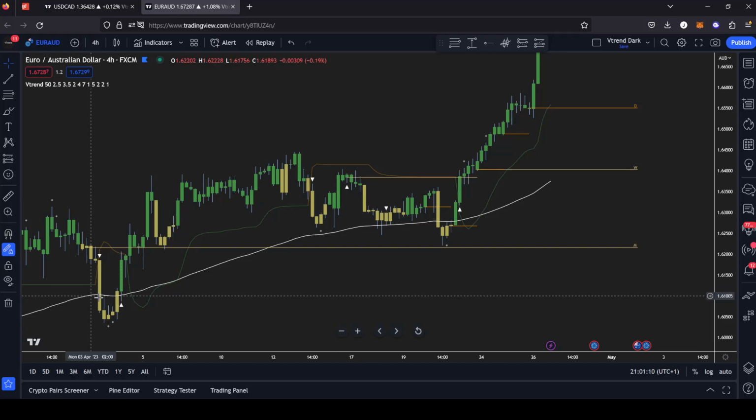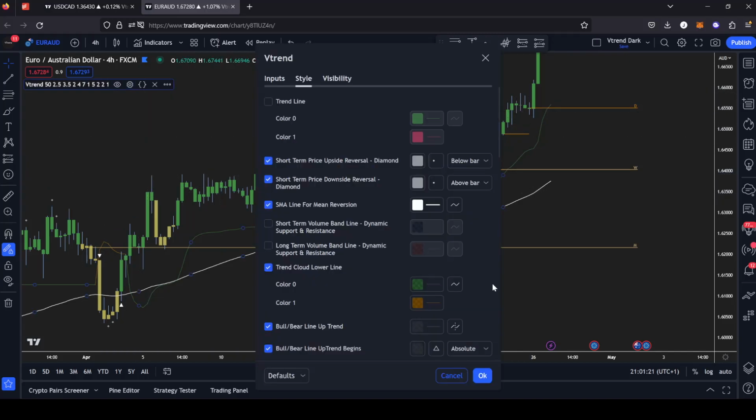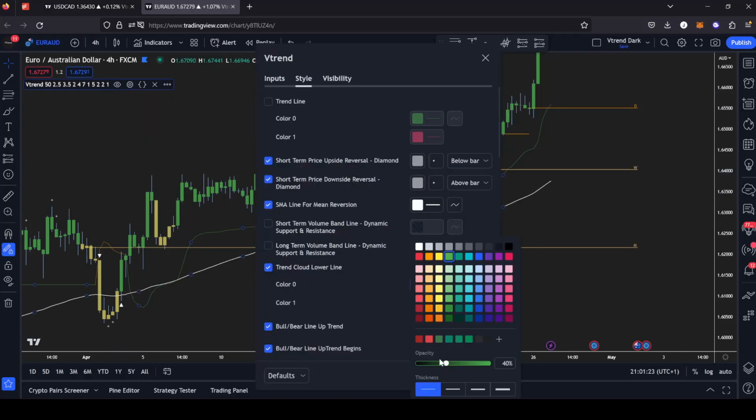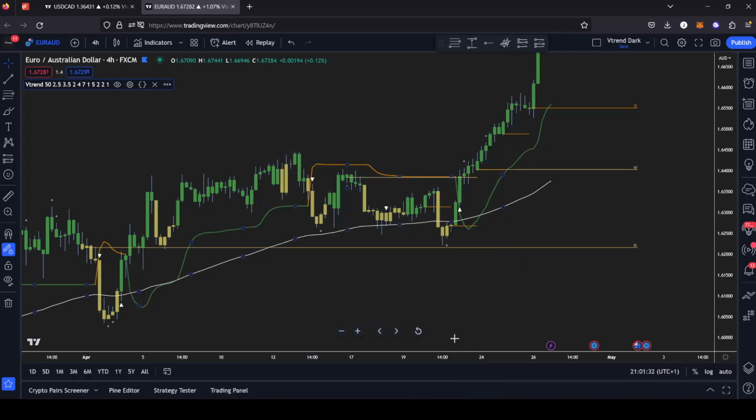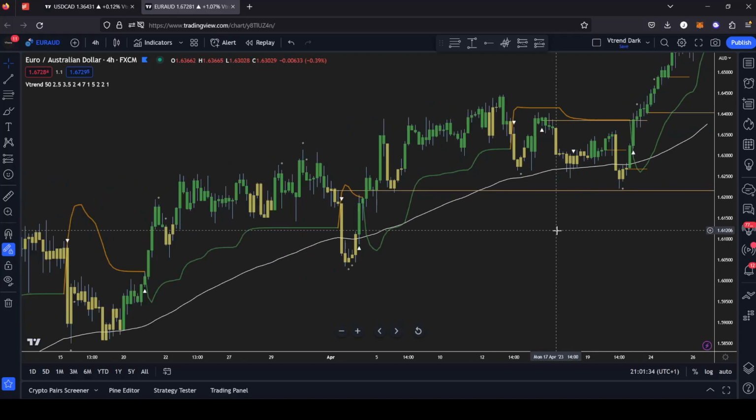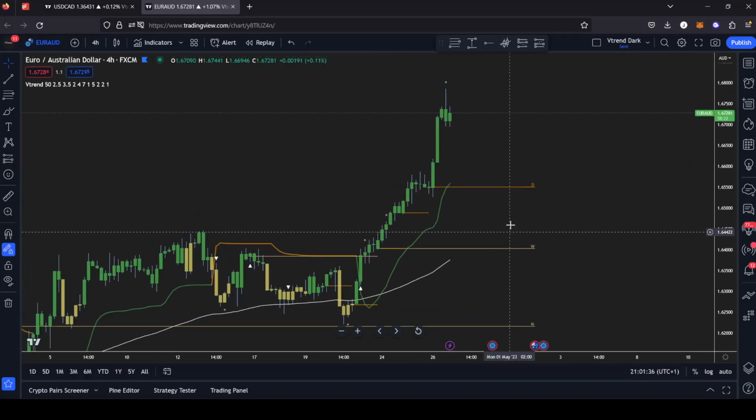price above the SMA in white, and then price below the trend cloud line, which I'm actually going to make a little bit thicker for the purposes of this video. A little brighter as well. Cool. Okay, so you can see here, that's a valid trade.